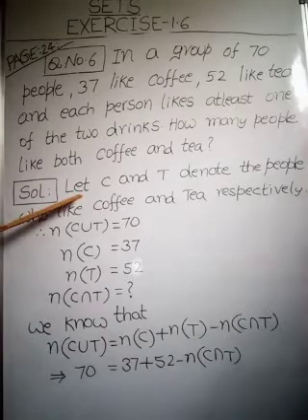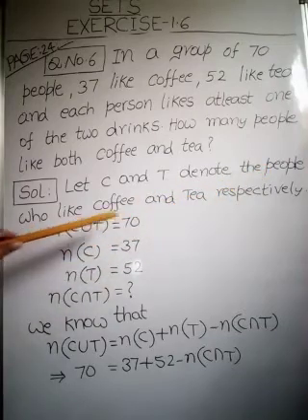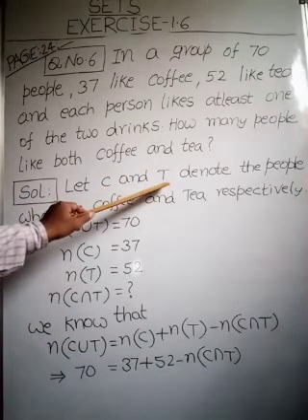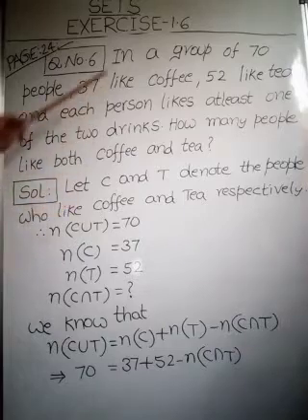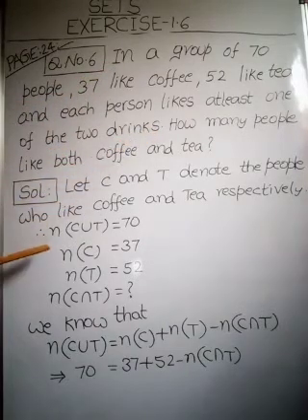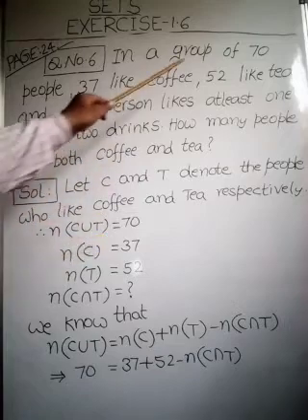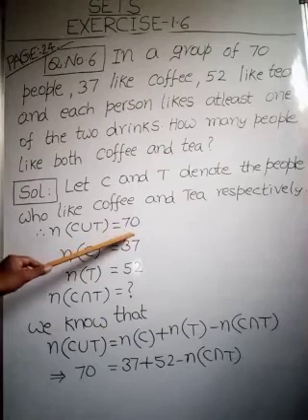So let us consider C and T denote the people who like coffee and tea respectively. Okay, my children, we are assuming that letter C and letter T denote the people who like coffee and tea respectively. Now we are representing the given data in the form of notations. N of C union T means how many people are there in the group? 70. So N of C union T is equal to 70.